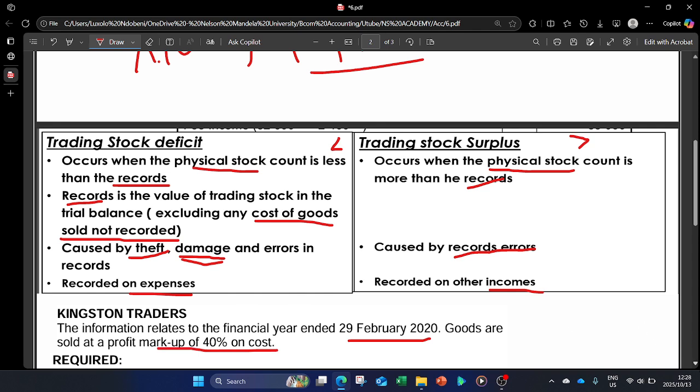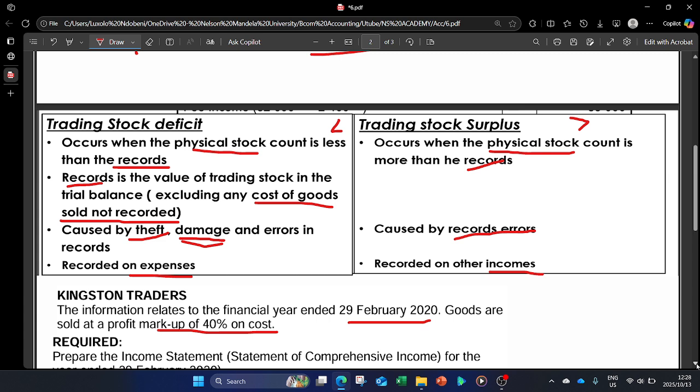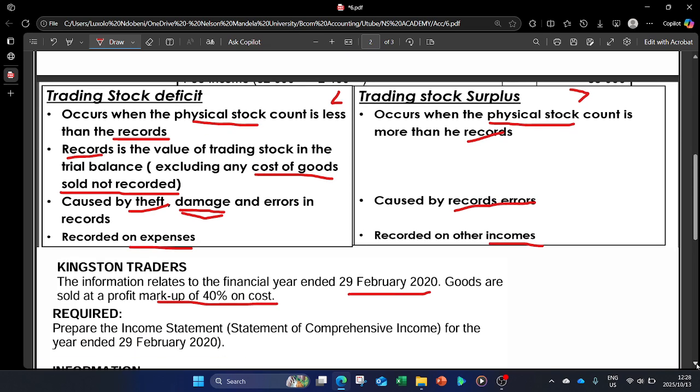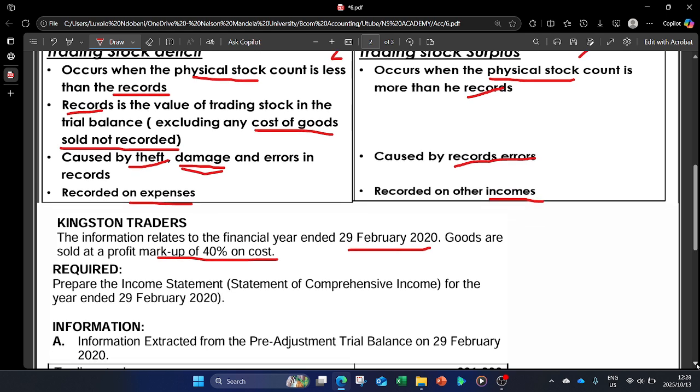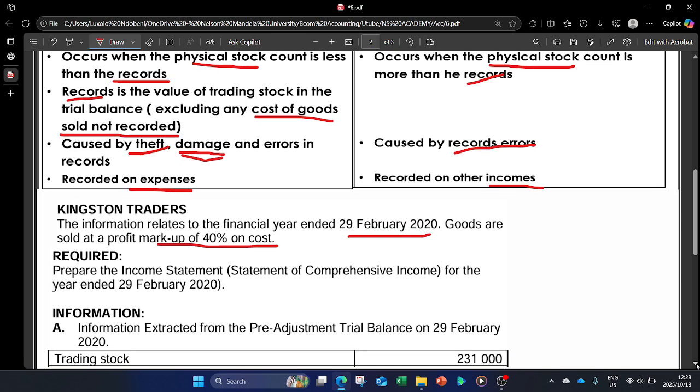So the markup will help us get the cost of goods sold, right? Because we're doing the trading stock, we're not interested in the sales. So prepare the income statement. So that was the question. They say we must prepare the income statement, but now we're just gonna focus on the trading stock adjustment.